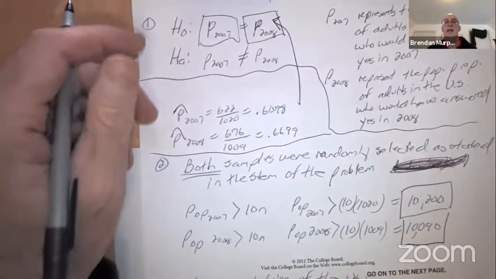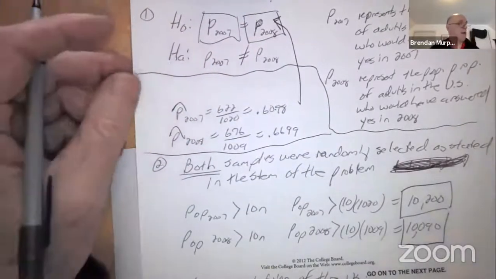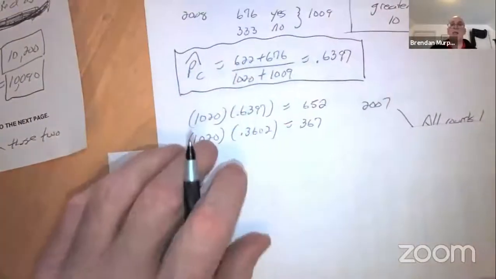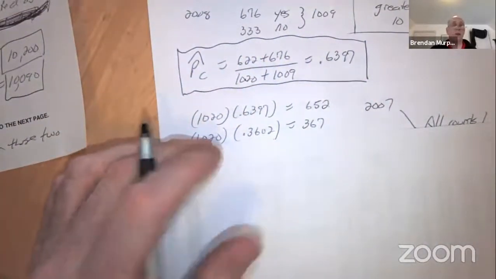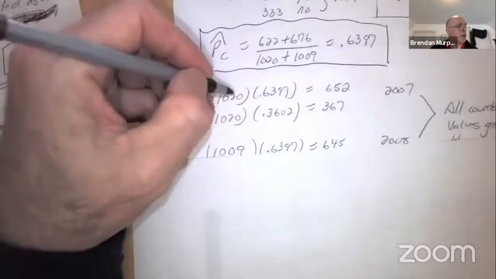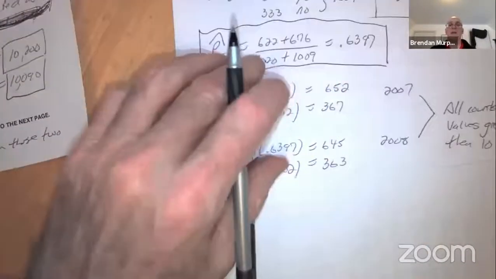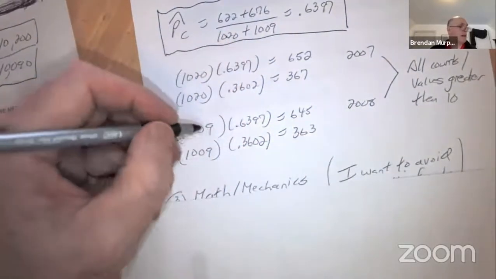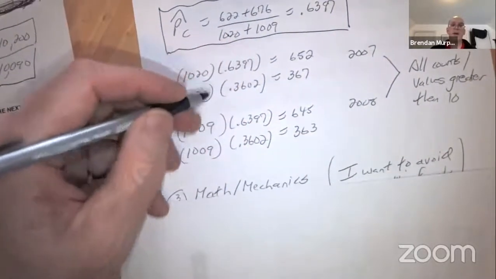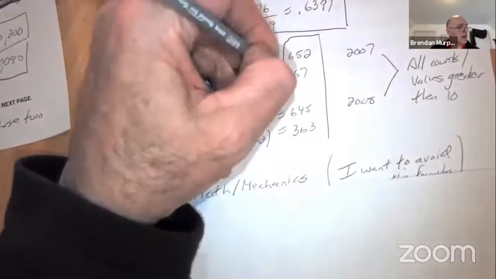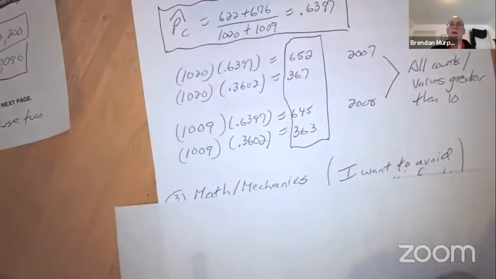Again, I'm making the assumption that they're both the same. So that feels like it's a better number than either one of those two samples. So I multiplied my sample sizes times that number. I get 652 and 367. I did that for both years, 2007, 2008. And again, you'll see that all four of those counts are much greater than 10.